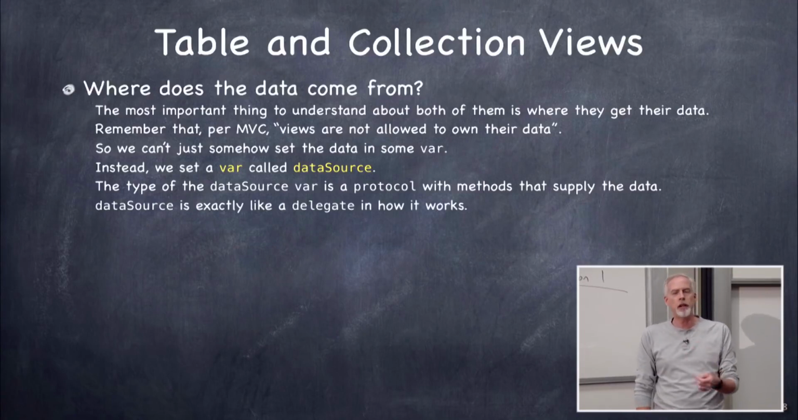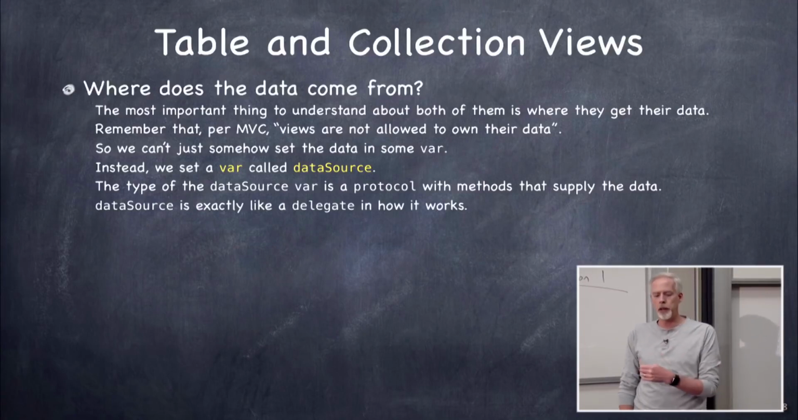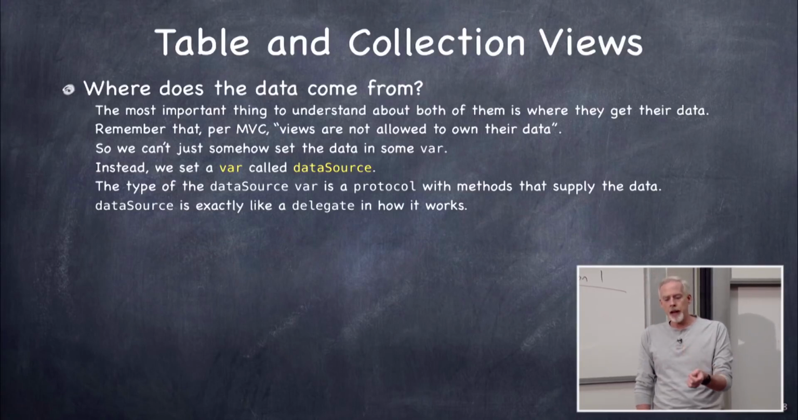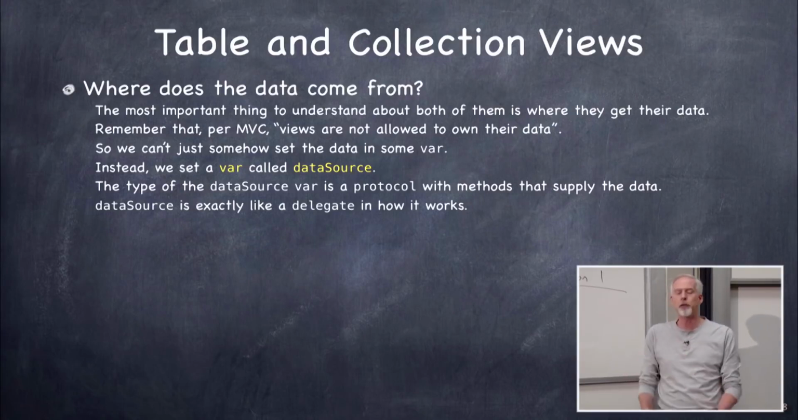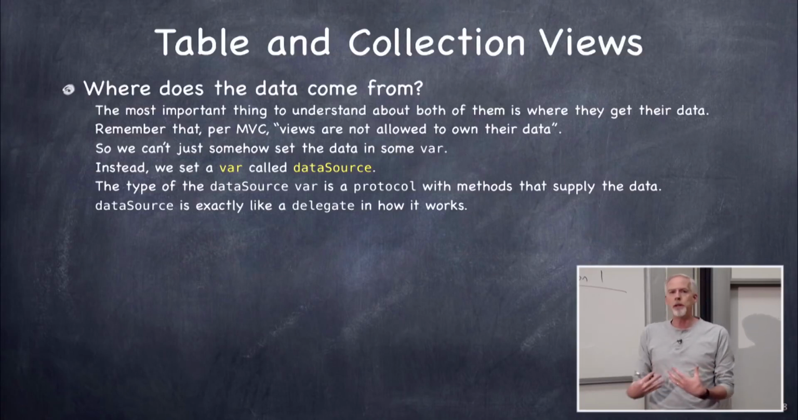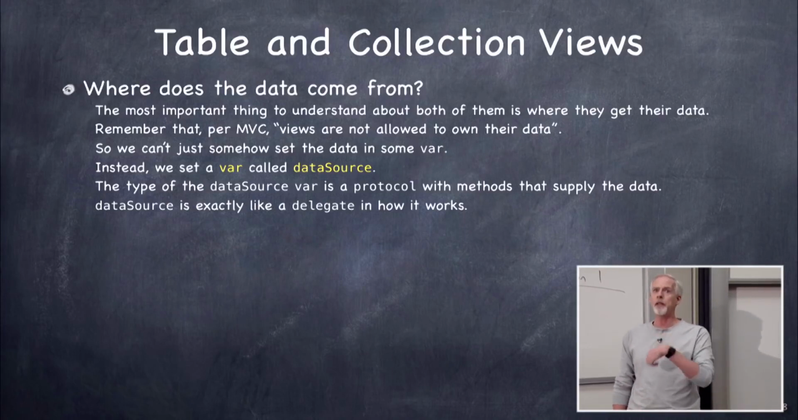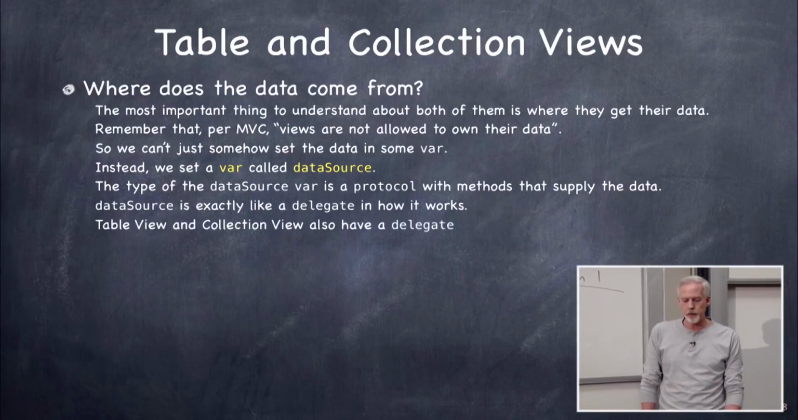Okay, there's going to be a var. It's called data source. Both table view and collection view have this. And that data source's type is a protocol. And in that protocol is a bunch of methods that ask for the data. Give me the data. Okay, they're just constantly asking for the data. That's how they get their data. Okay, and we're going to talk about what the important methods are in that data source protocol in a moment. And so then you're going to understand how to load up your table or your collection view.